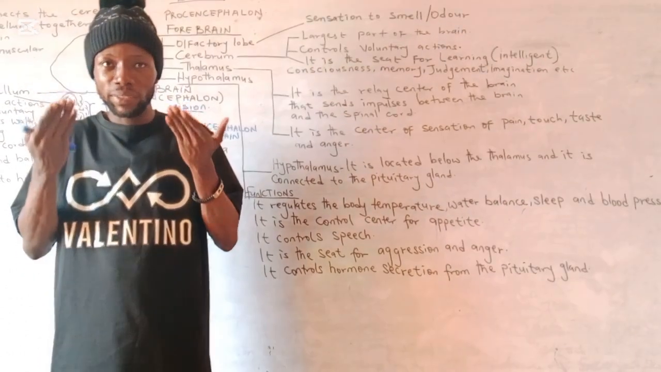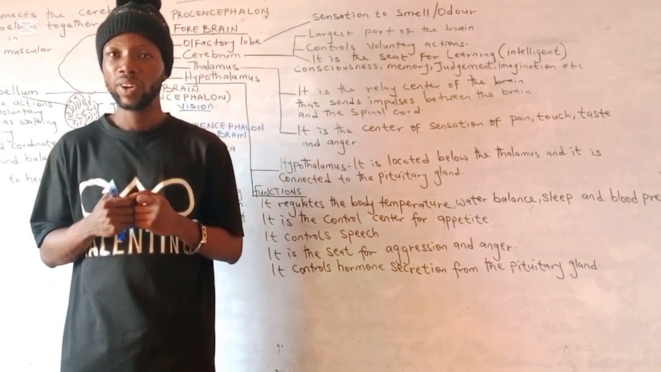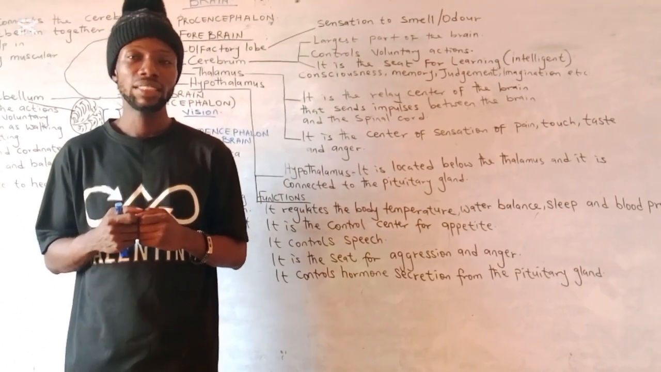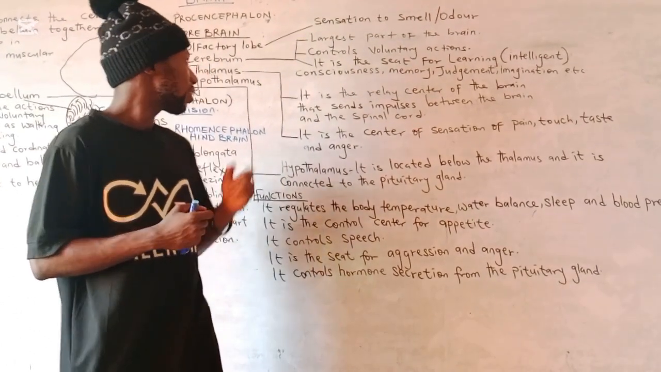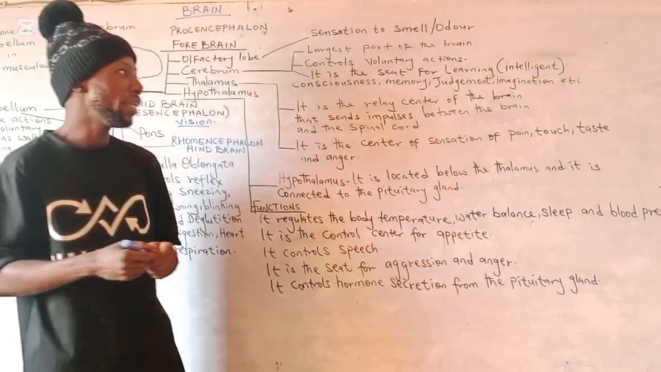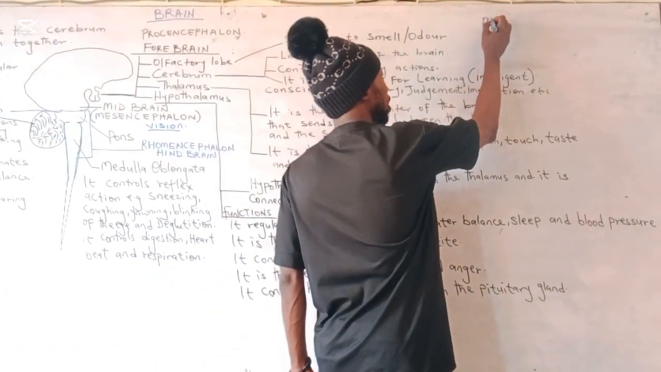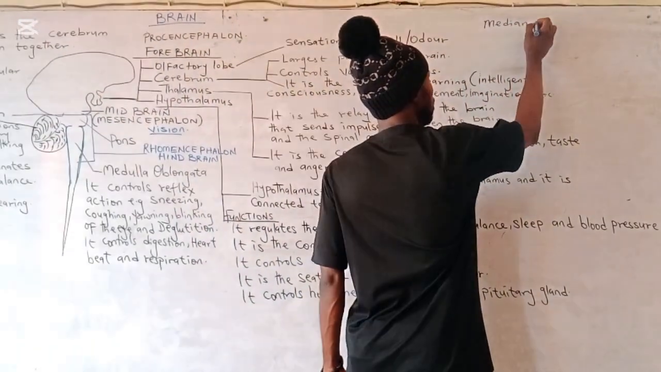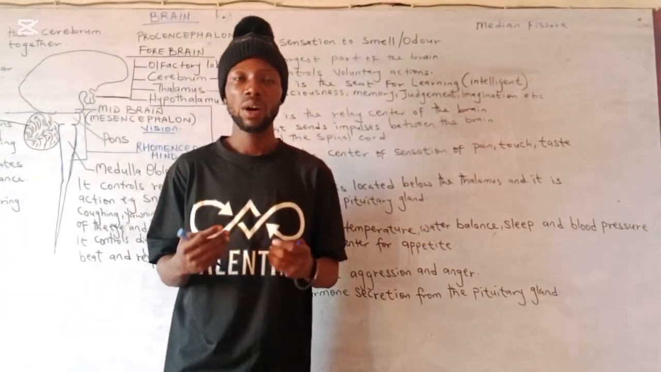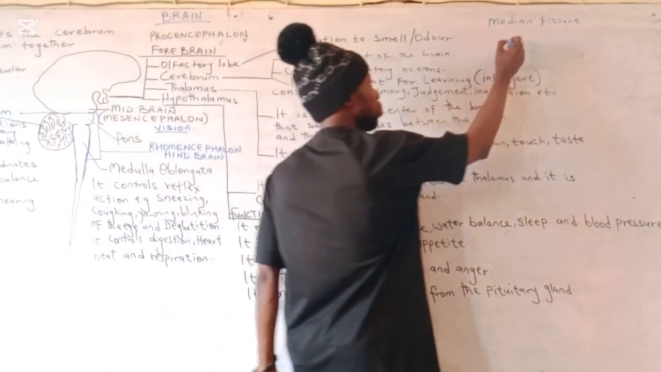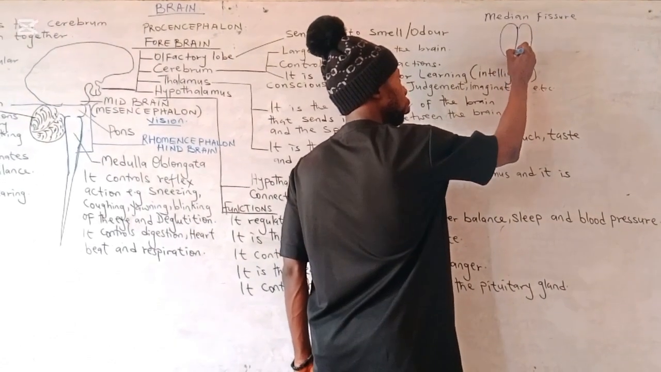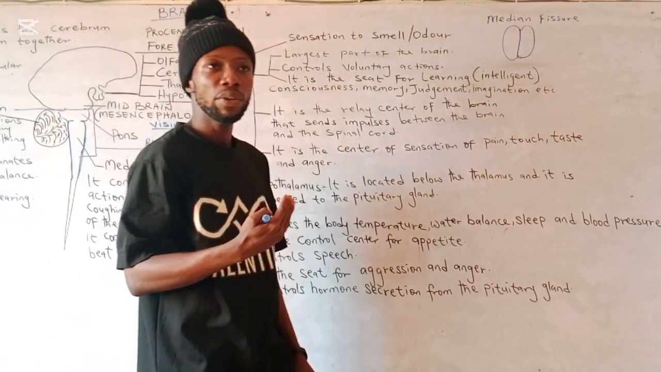Okay, the outer part of the cerebrum comprises gray matter. Gray matter is formed by conjugation of dendrites and cell bodies. And the cerebrum is divided into two by the midline known as the median fissure. We have it here as the median fissure. This is the cerebrum here, divided into two by a line known as the median fissure.